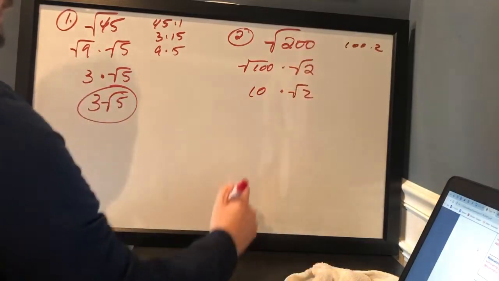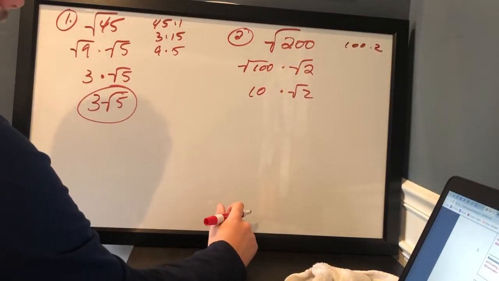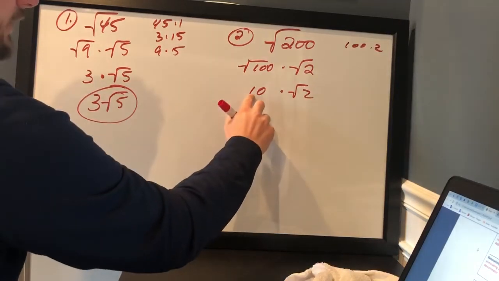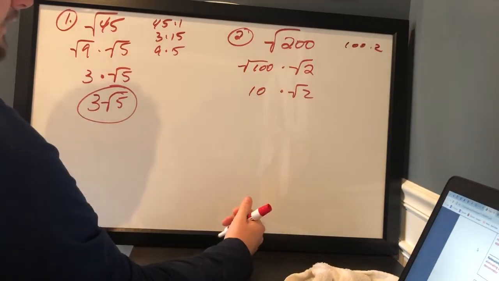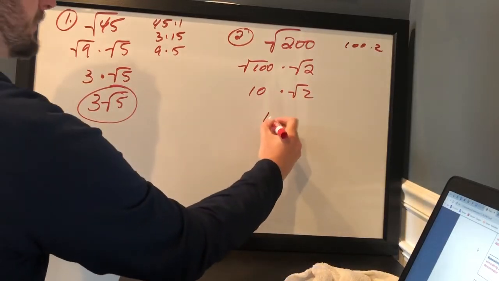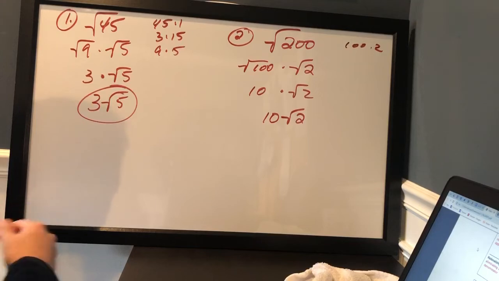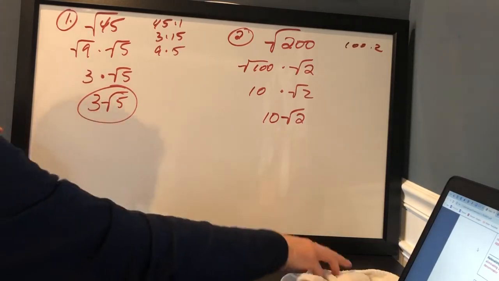Now this is not a perfect square, correct? There's no whole number times itself that gives us 2. So don't tell me 10 times 1 and give me the answer of 10. All right, so in this case, our simplified answer would be 10 radical 2. All right?